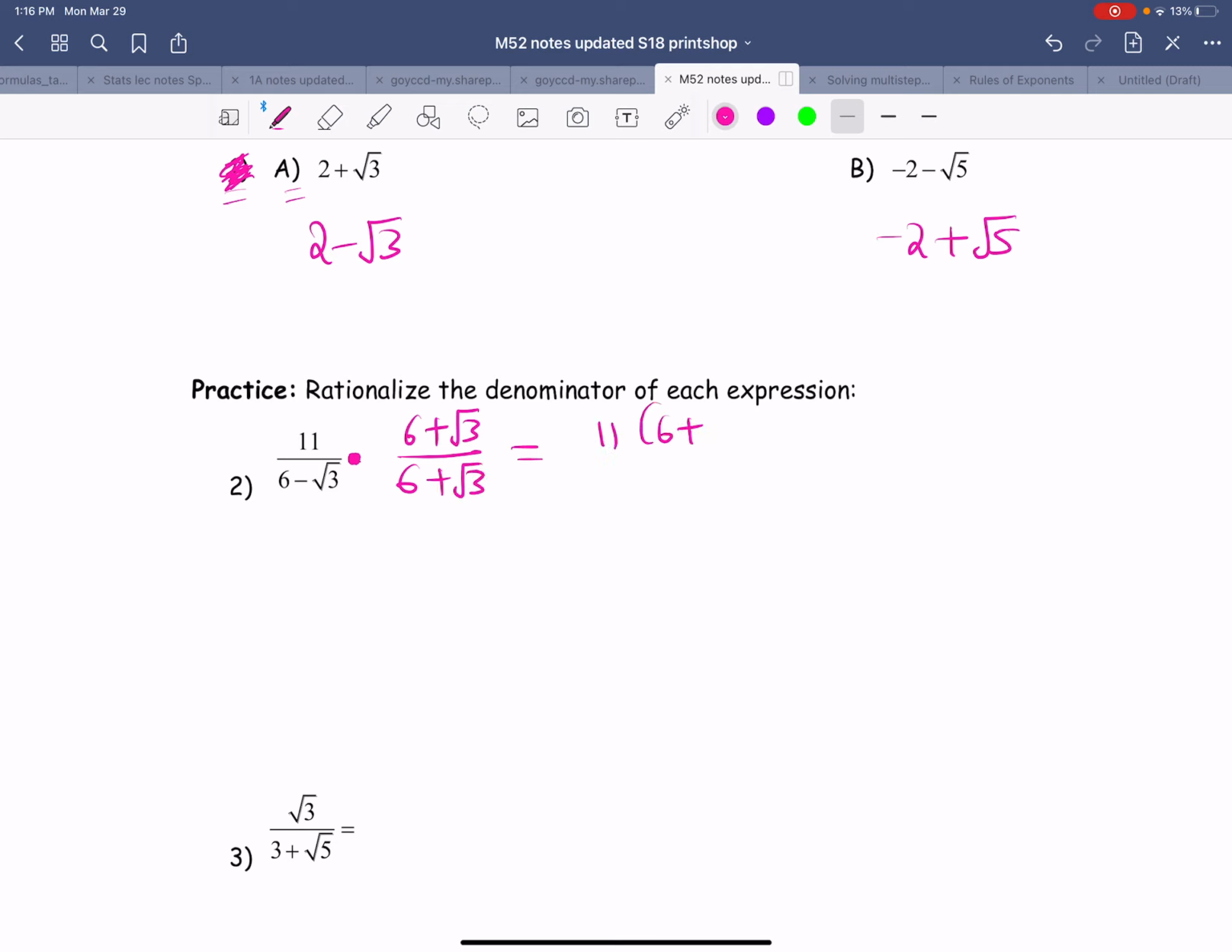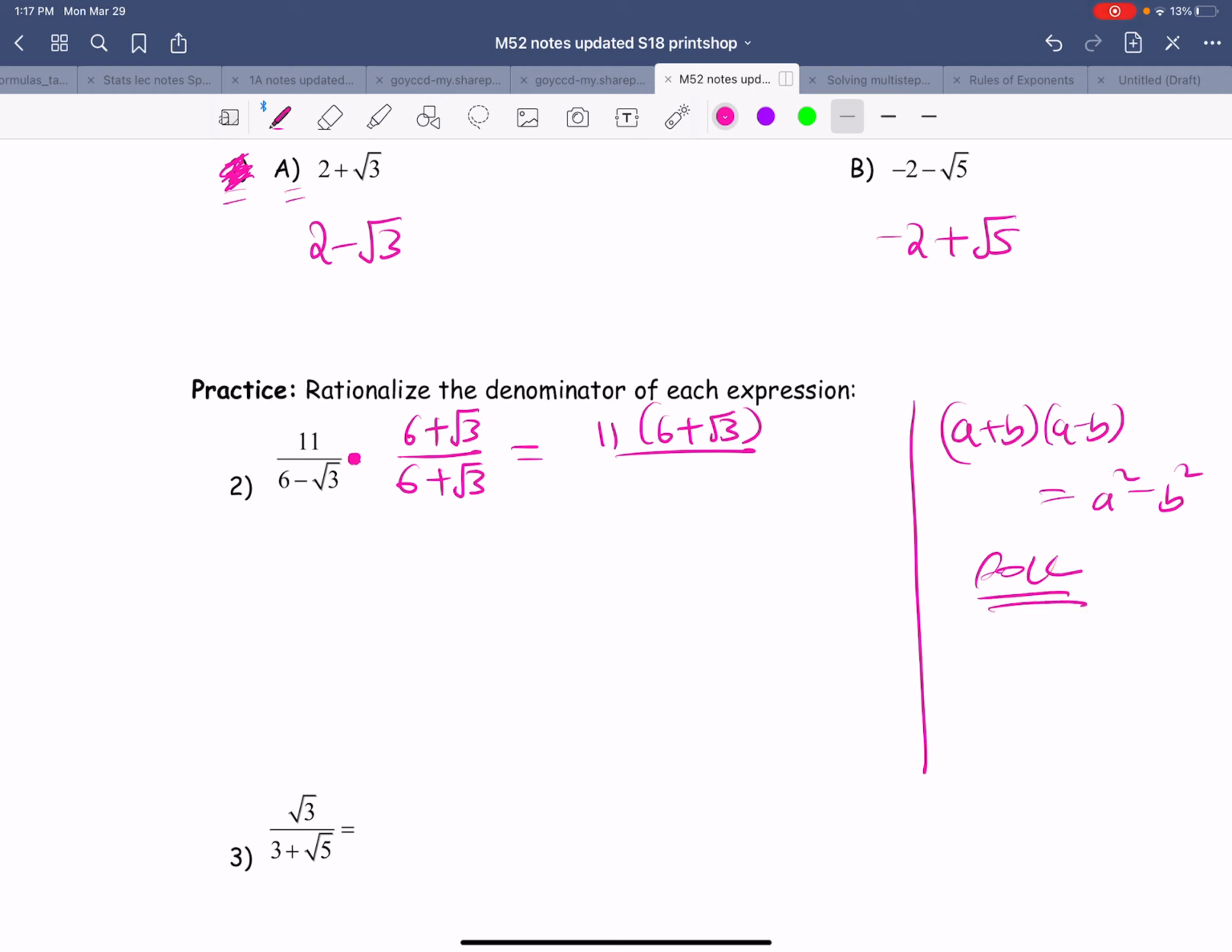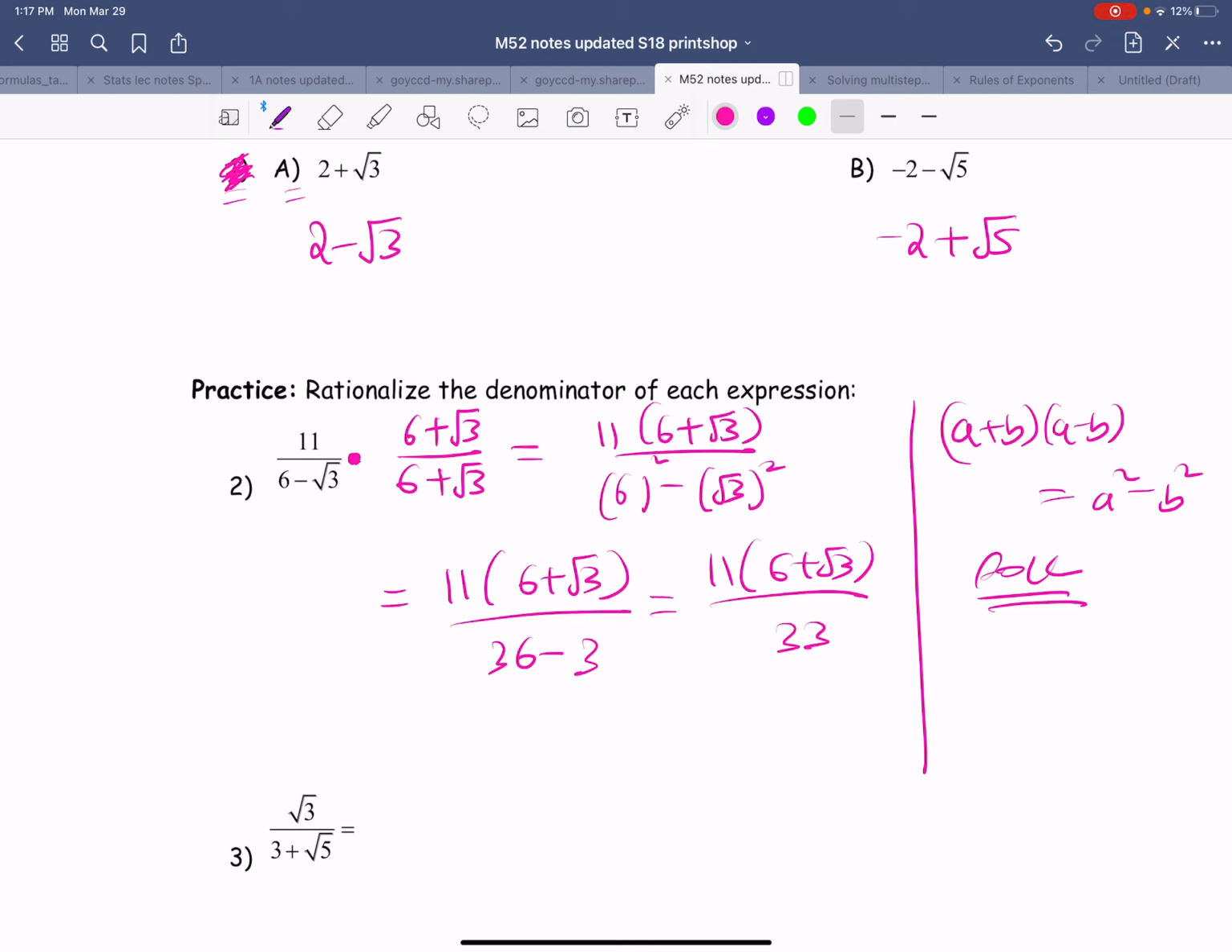The numerator becomes 11 times 6 plus root 3. The denominator becomes a difference of squares. If you recall, a plus b times a minus b is a squared minus b squared, or you can FOIL. Whatever works for you, you can do either one. I'm going to use the difference of squares, a squared minus b squared. In the numerator, 11 times 6 plus root 3, over 36 minus 3, which is 33. So 11 times 6 plus root 3 over 33.